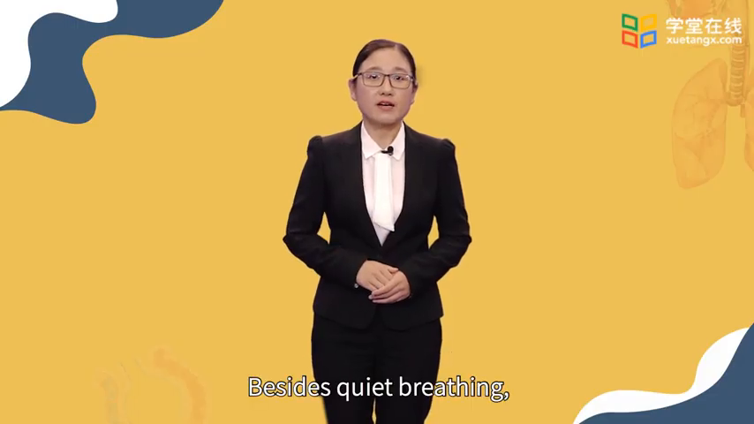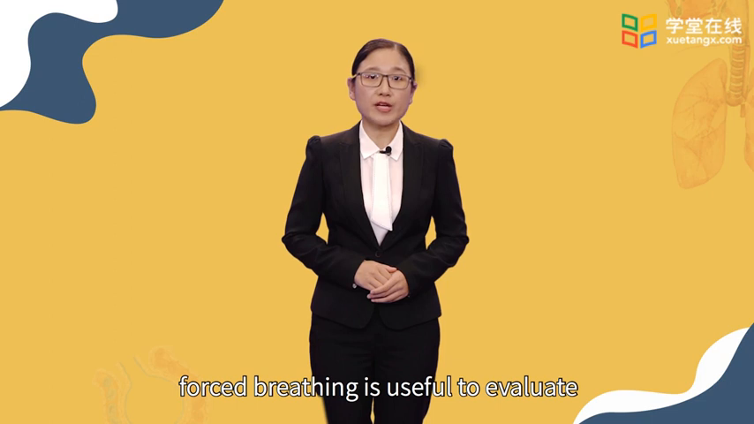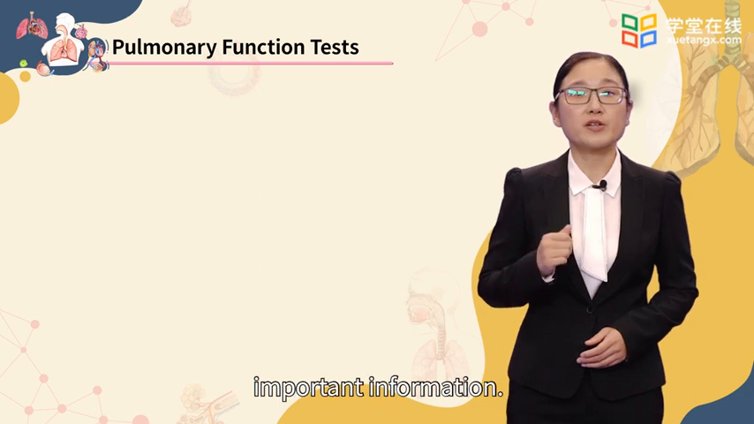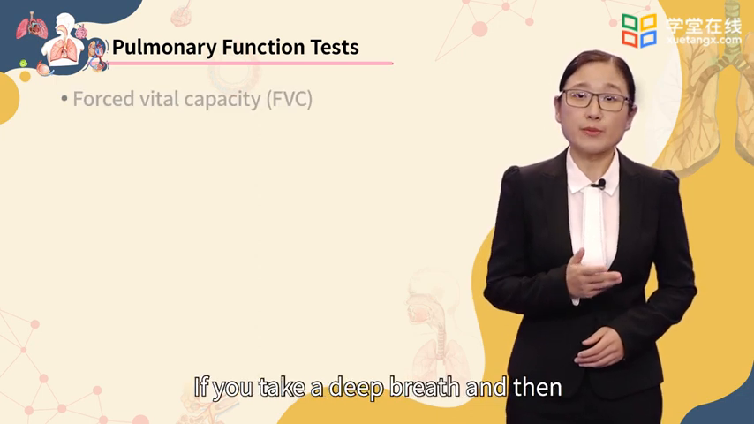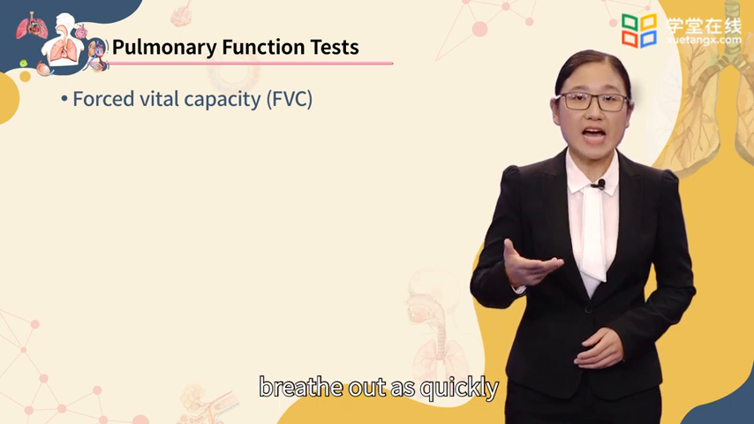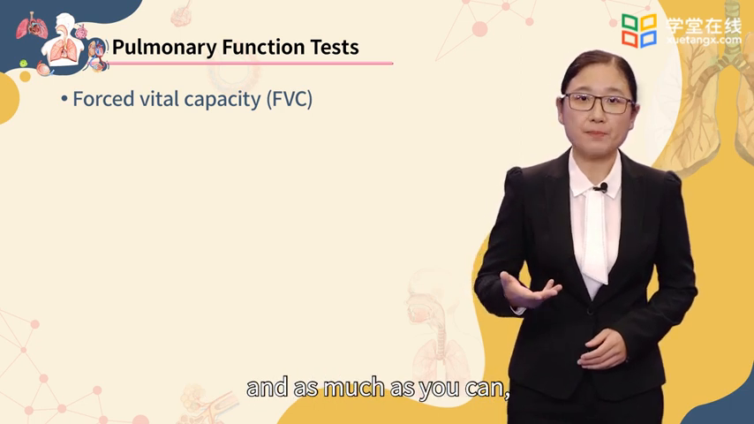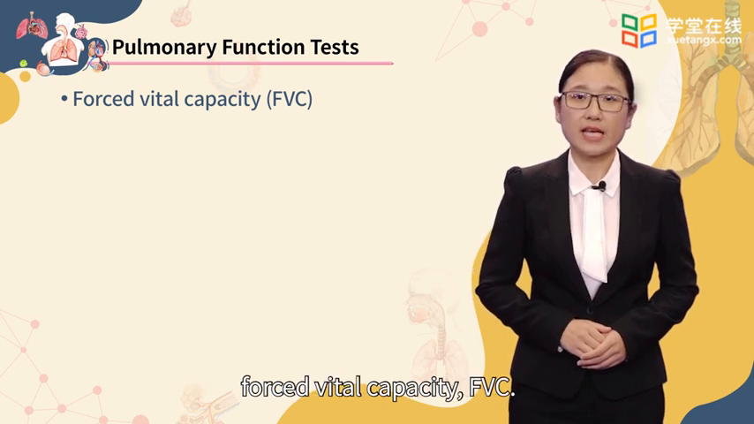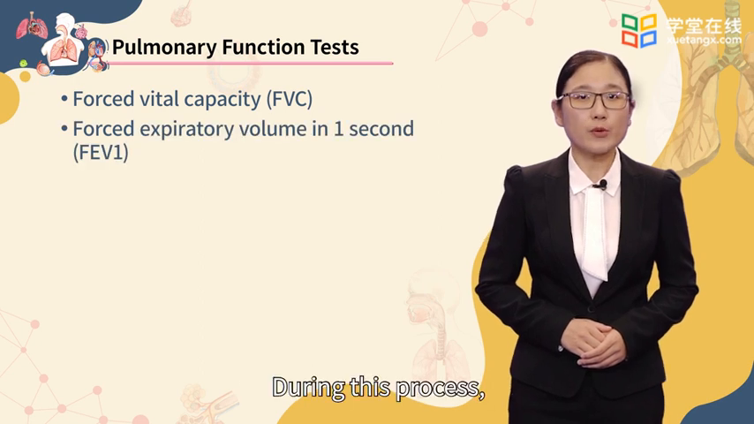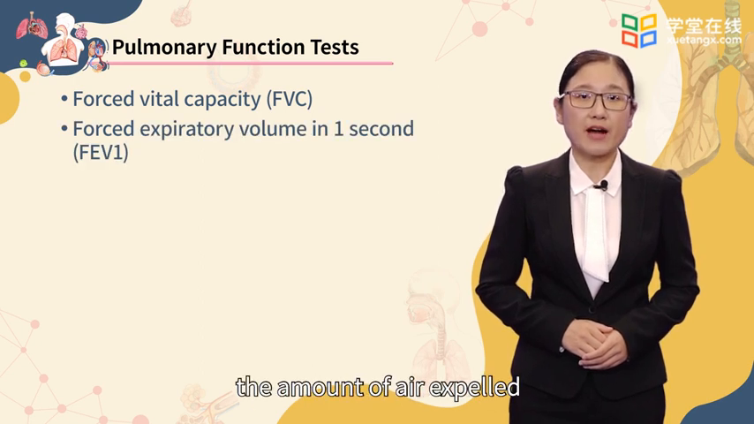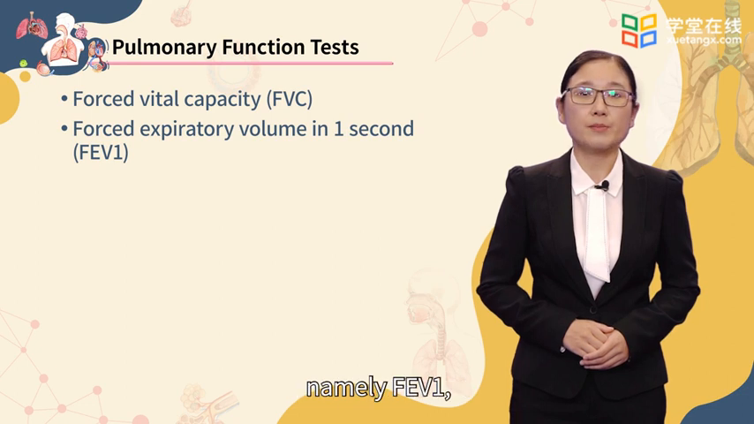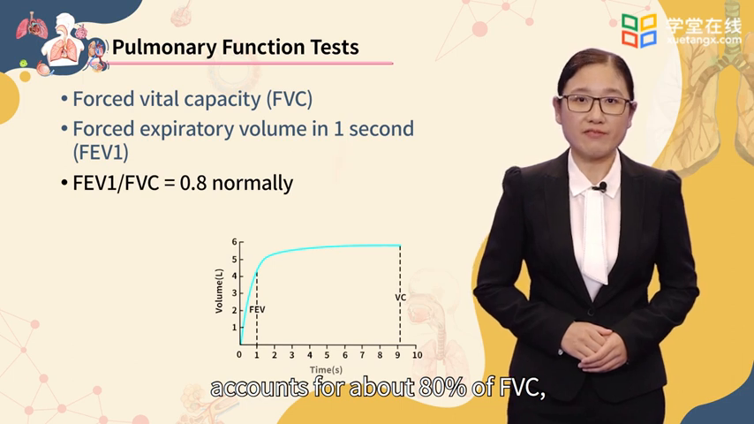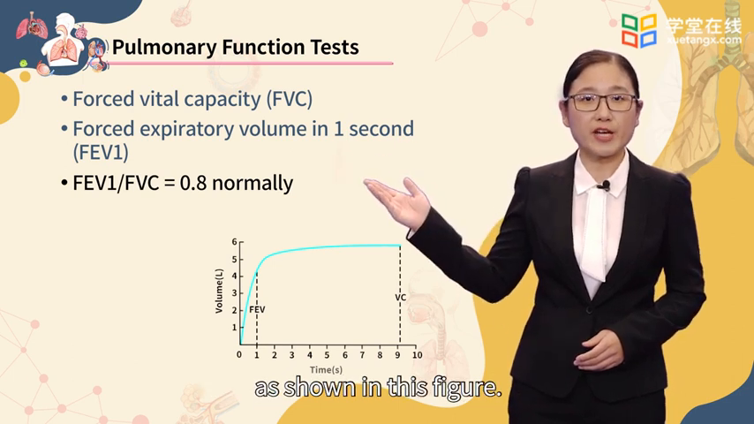Besides quiet breathing, forced breathing is useful to evaluate the potential pulmonary function. The flow rate also provides important information. If you take deep breaths and then breathe out as quickly and as much as you can, the amount of air expelled is called forced vital capacity, FVC. During this process, the amount of air expelled in the first second, namely FEV1, accounts for about 80% of FVC, as shown in this figure.